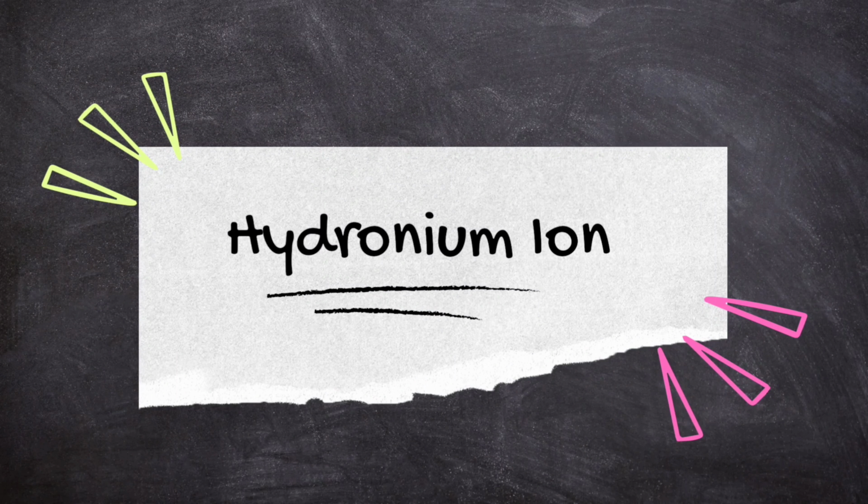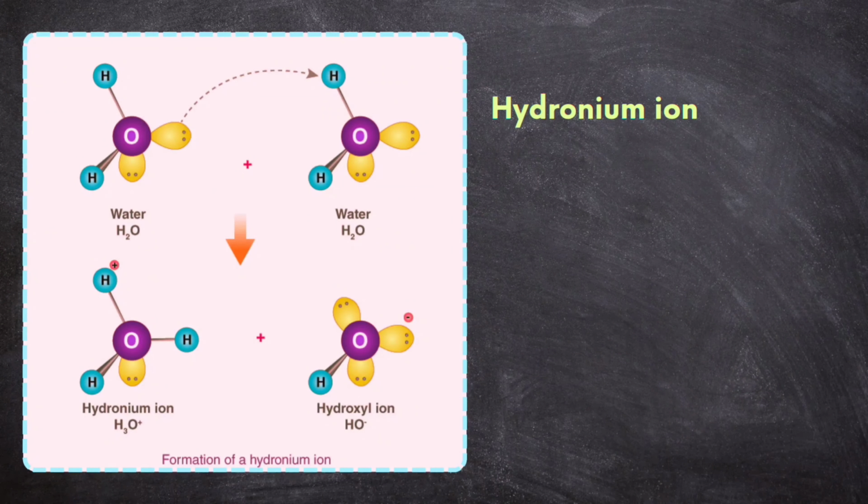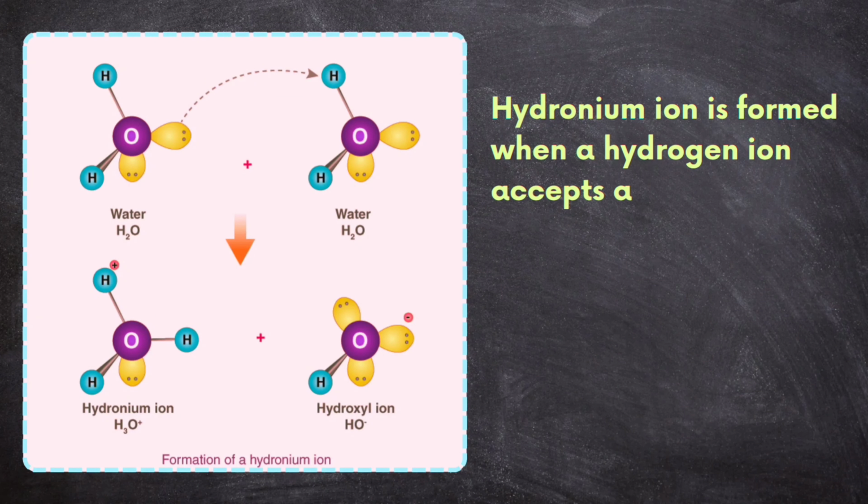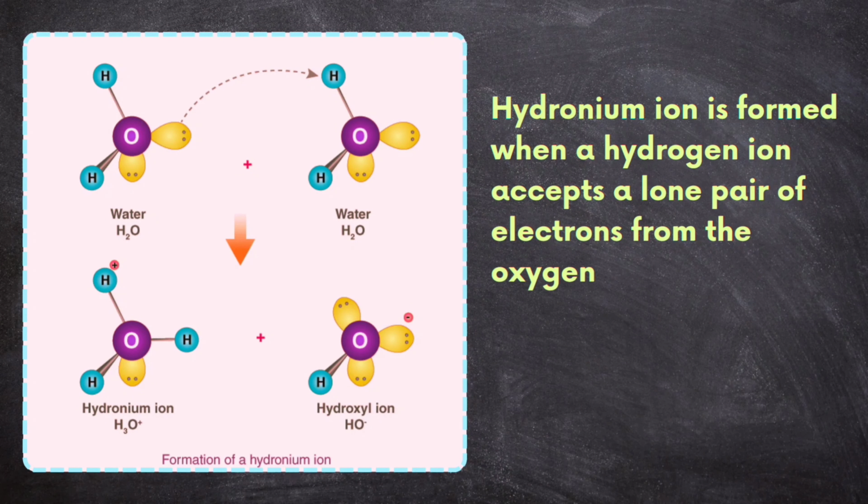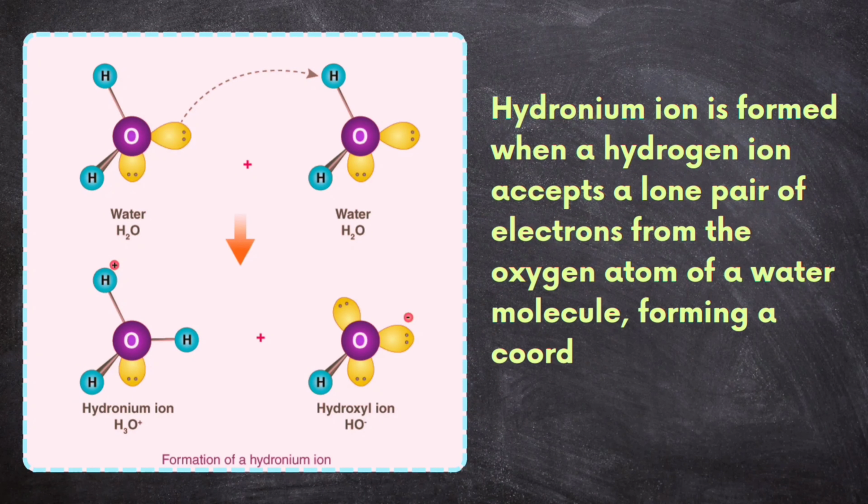Hydronium ion. Hydronium ion is formed when a hydrogen ion accepts a lone pair of electrons from the oxygen atom of a water molecule, forming a coordinate covalent bond.